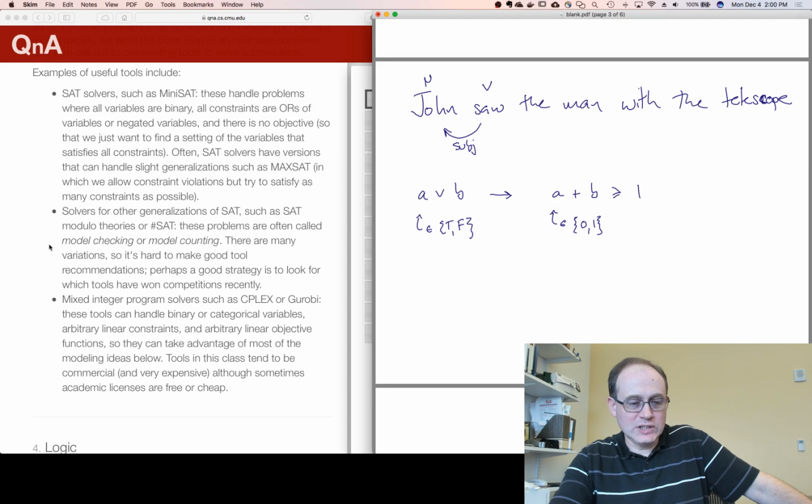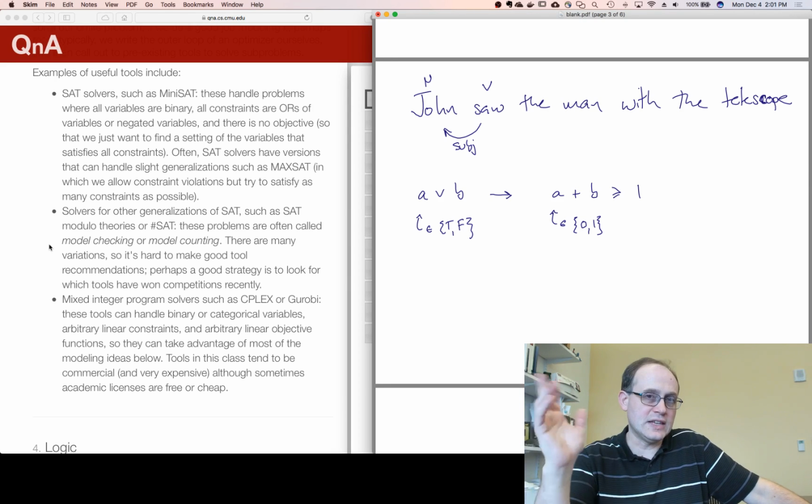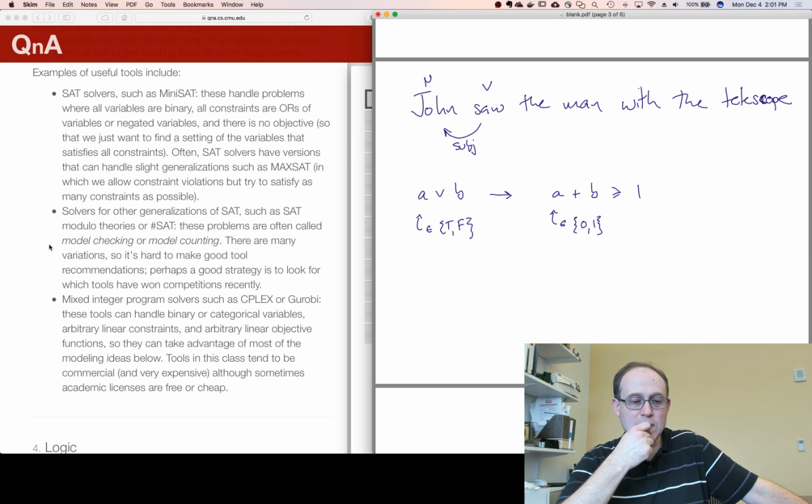There are other generalizations of satisfiability as well. SharpSat is a good one. There, instead of just checking whether there's a solution, you want to count solutions. That turns out to be useful for probabilistic modeling. There's also something called SAT modulo theories. That would be if you wanted to include statements about, for example, integers, you would include a theory of the integers in your SAT problem.